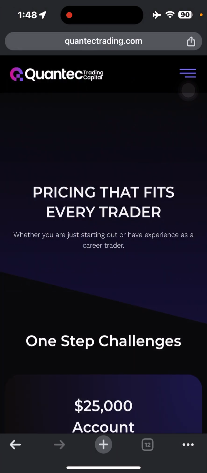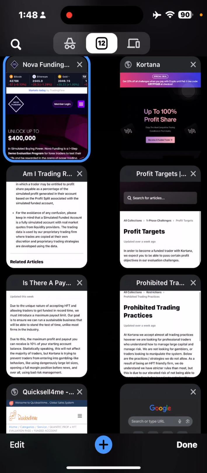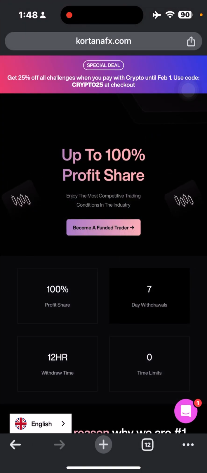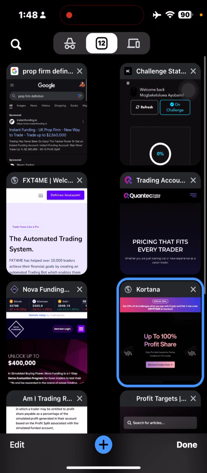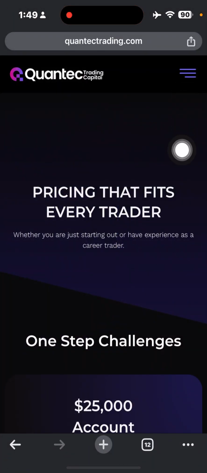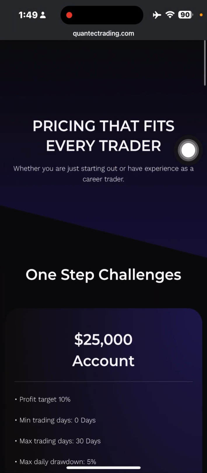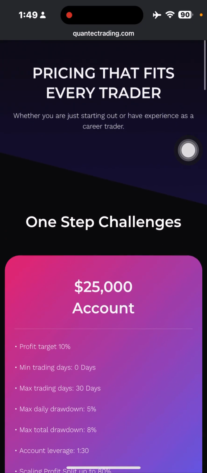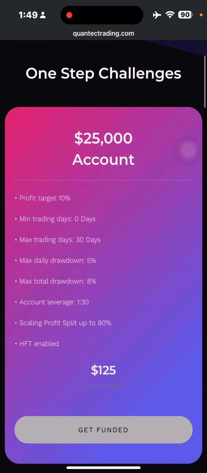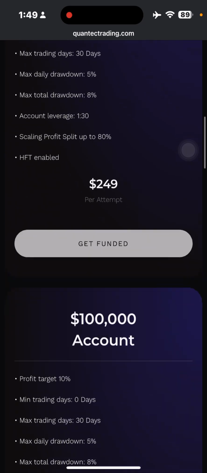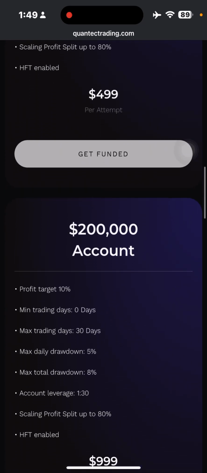So for today, I have three prop firms that I'm going to introduce to us. One is Quantec, the second one is Nova, and the third one is Cortana. Now, let me start from Quantec and explain bit by bit how it works. Quantec has different account sizes. We have 25K, 50K, 100K, and 200K.